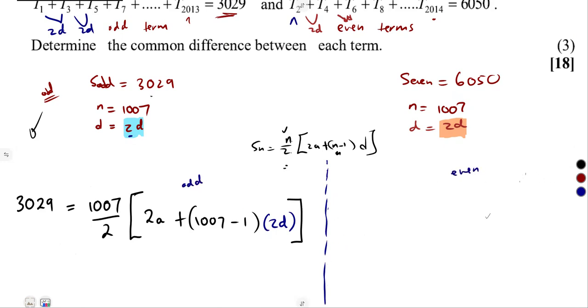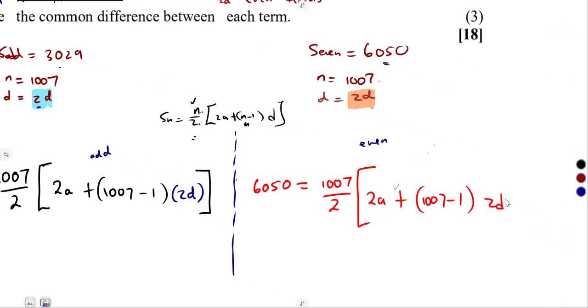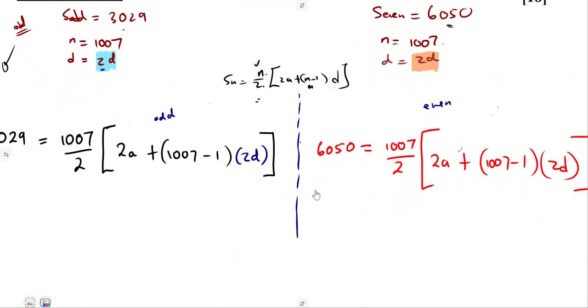It is the same thing that you're going to do for the even terms, because you know their sum is 6050. So 6050 is equal to n over 2, 1007 over 2, into 2a plus n minus 1, our n, 1007 minus 1, times d, where our difference is 2d. So as we can see, we also have two unknown values, a and d. But let us just try to simplify them and see where we can end.